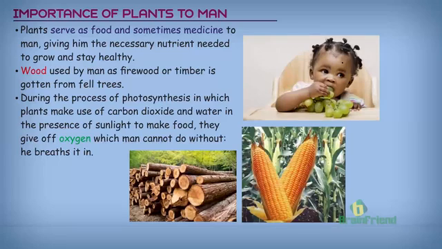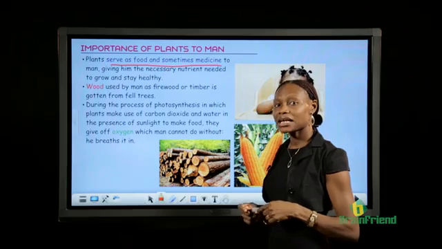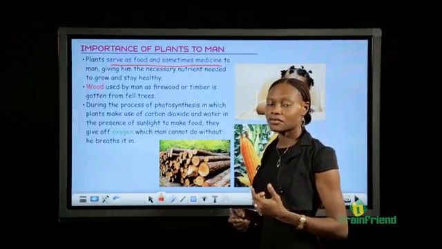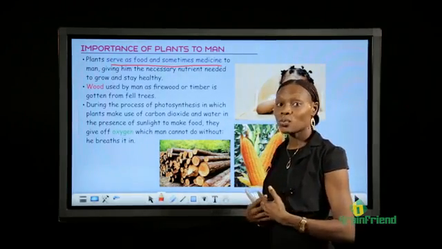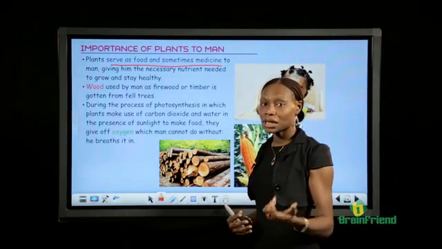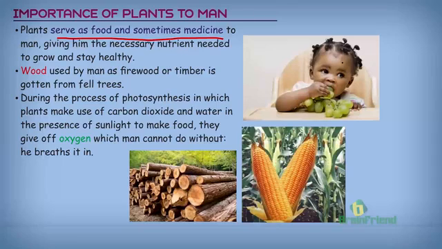Number one, plants serve as food and sometimes medicine to man. Just like I earlier said, animals can't make their own food themselves. Man, as an animal, can't also make our food by ourselves. So what do we do? We rely on plants and animals for food. So plants serve as food and sometimes medicine to man. We can also use plants for firewood or timber to build our houses, construct our tables and chairs, etc.